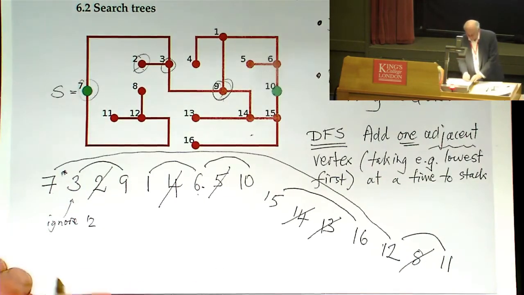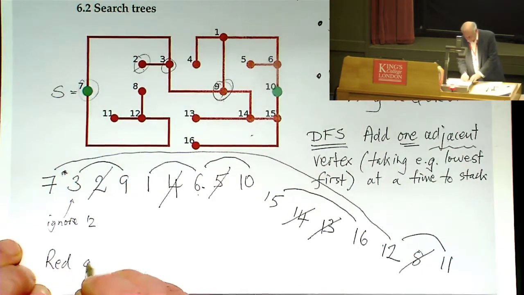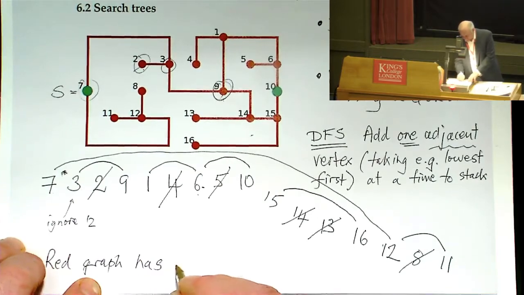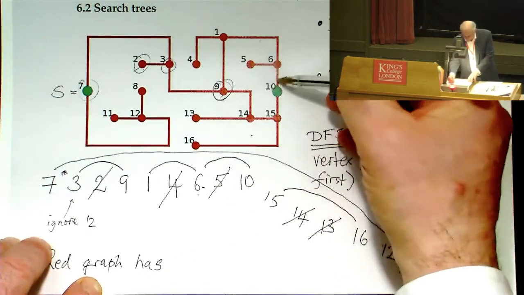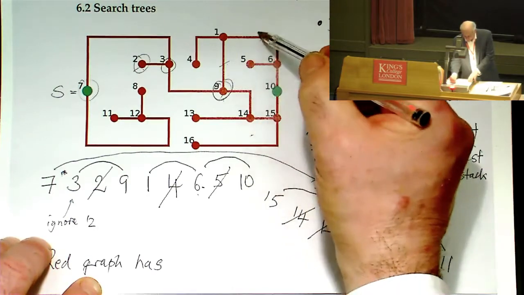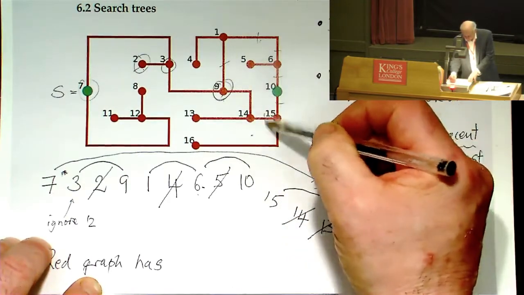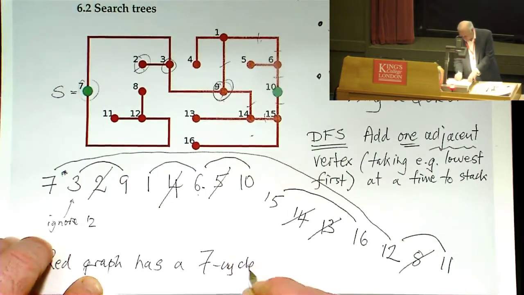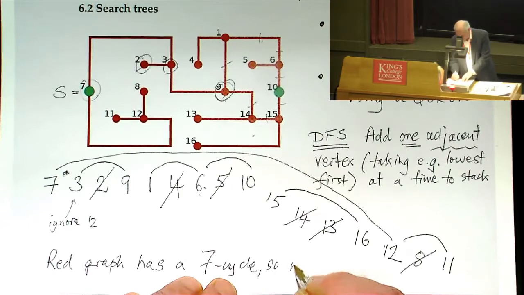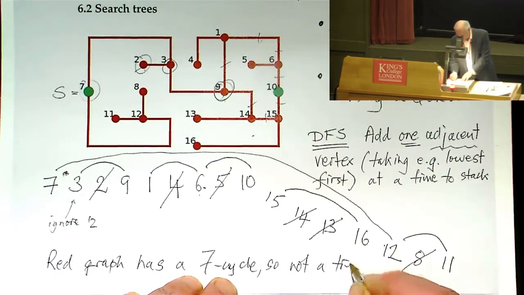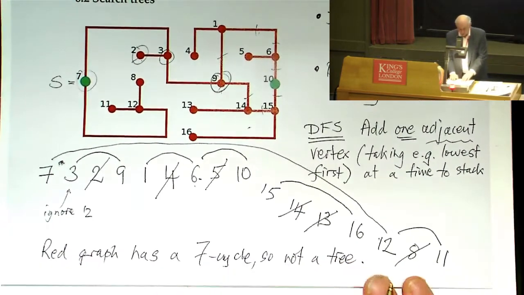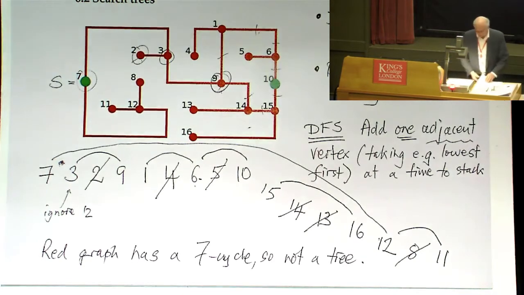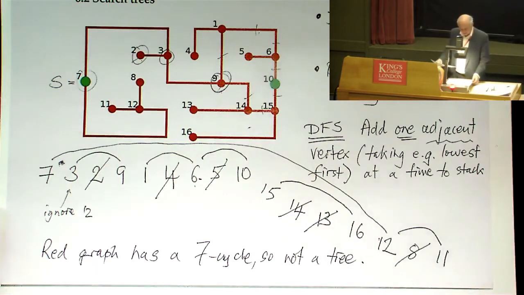So the red graph has a cycle. What is it? 1, 2, 3, 4. 1, 2, 3, 4, 5, 6. It has a 7 cycle. So not a tree. But we can scan the graph with a tree, corresponding to this search. So let me tell you how that goes.